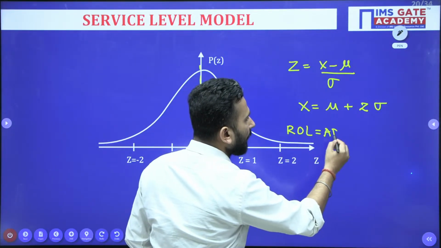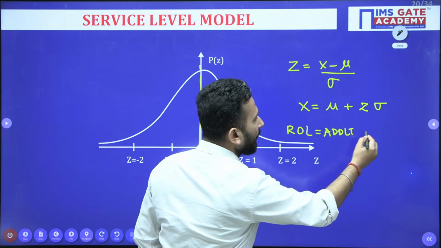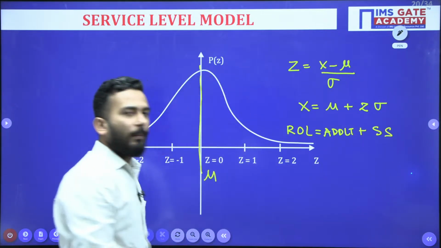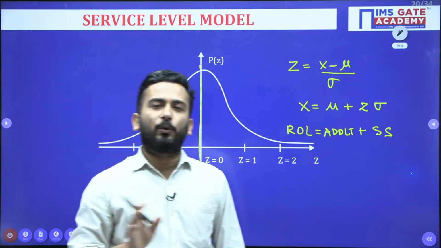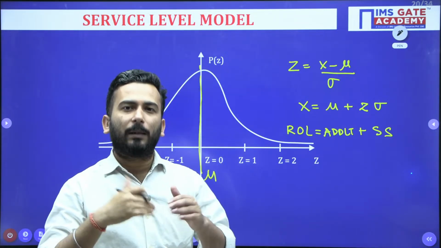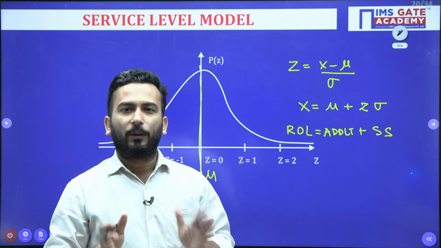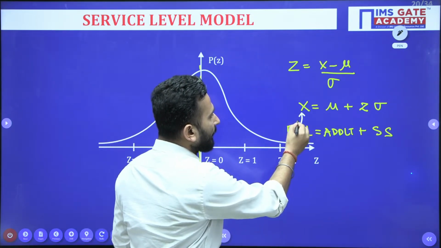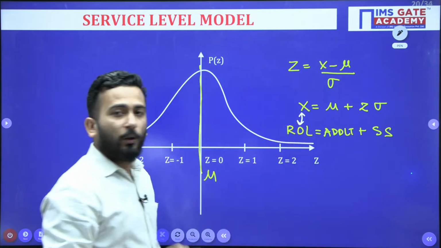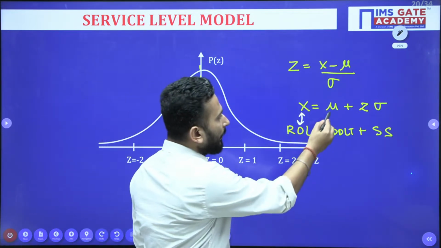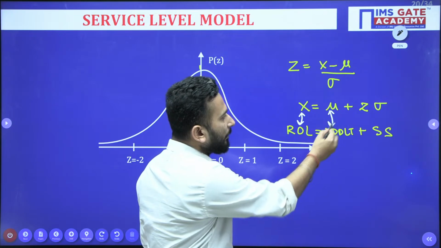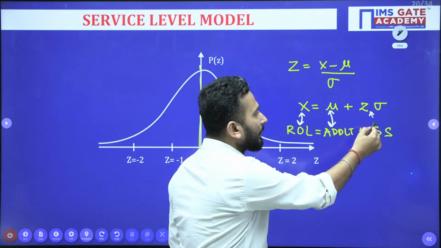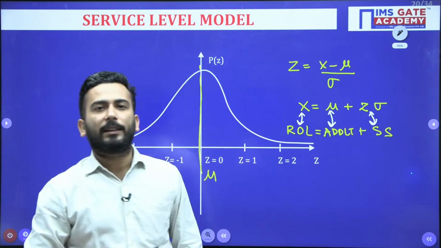Average demand during lead time plus safety stock. And now my dear friends, you don't have to do anything, simply compare. So if you compare, X corresponds to the reorder level. Mu corresponds to average demand during lead time. And Z sigma corresponds to SS, the safety stock.